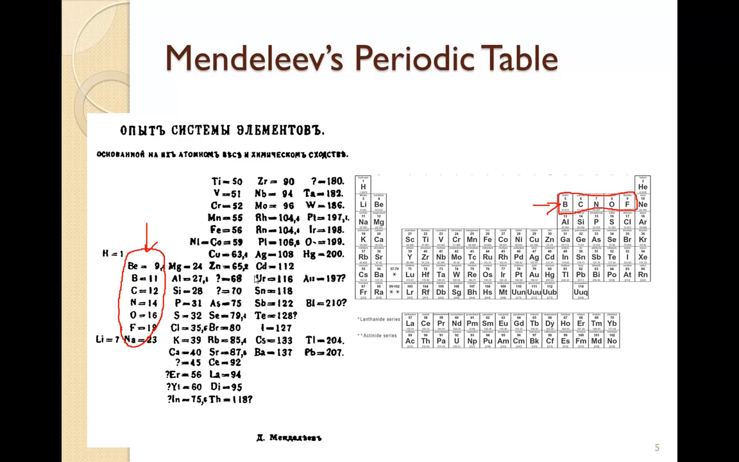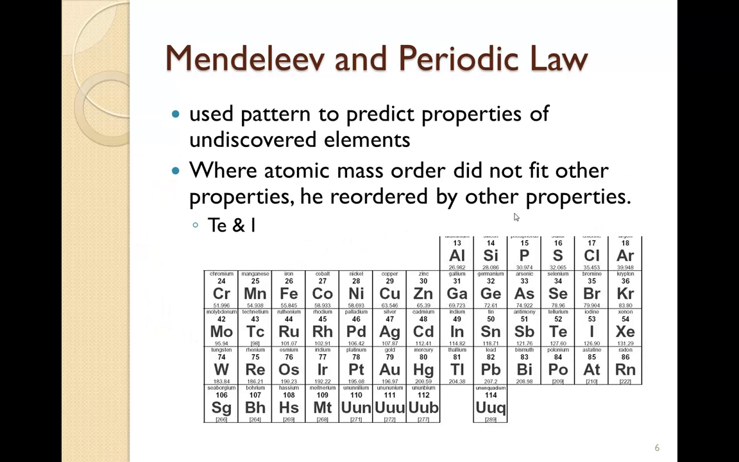We can also look at how some other things are paired up. For instance, the halogens. Fluorine, chlorine, bromine, iodine, they're right here. So actually, if you take Mendeleev's original periodic table and turned it 90 degrees, you would have very close to our modern periodic table, which is why he's credited with the development of the modern periodic table. He used a pattern to predict properties of undiscovered elements such as gallium and germanium, which we'll talk about in just a second.